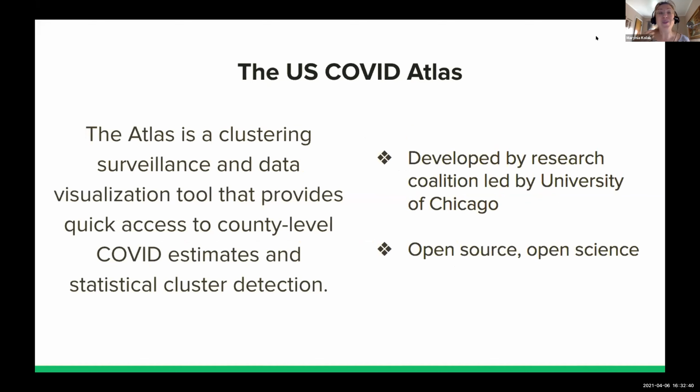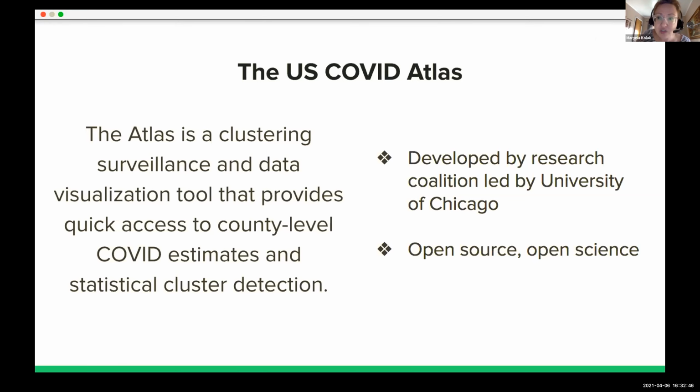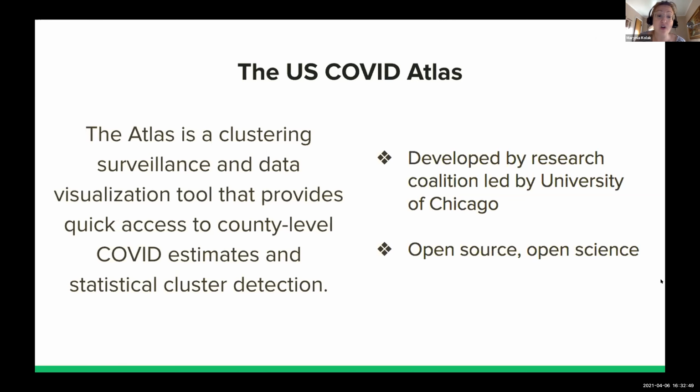So long story short, our group developed the US COVID Atlas, which is a clustering, surveillance, and data visualization tool that provides quick access to county level COVID estimates and statistical cluster detection. While our group is leading it, we're actually leading a research coalition of multiple different groups. In the early stages, we worked a lot with a data science group at Madison that had connected us to County Health Rankings, which is a national, really phenomenal program that focuses on county health factors specifically. We worked with the Department of Statistics at Berkeley, as well as with a national network of rural health practitioners and different folks working at those different scales.